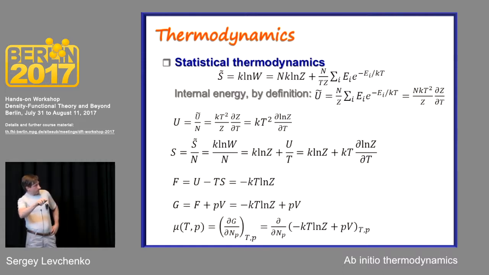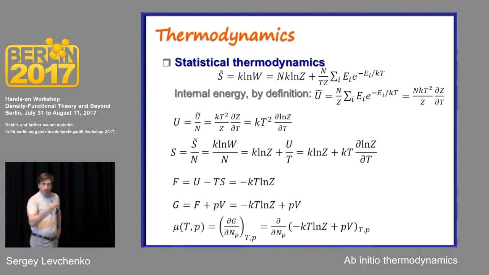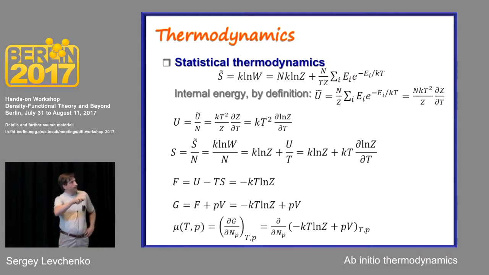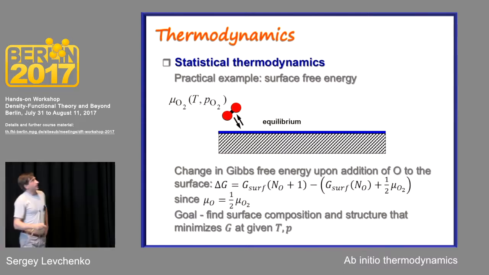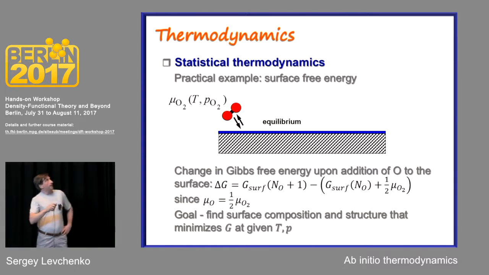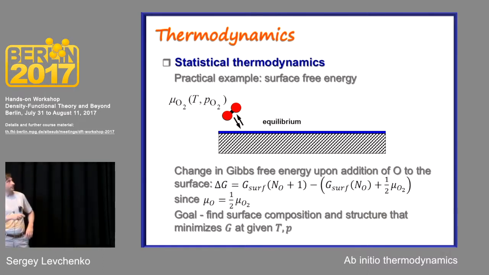Now, from these expressions, we can actually calculate the chemical potential. This is just done by taking the derivative of the free energy with respect to the number of particles in the system, which is this expression. So let's consider a particular example of a metal surface in the oxygen atmosphere, in equilibrium with the oxygen atmosphere.